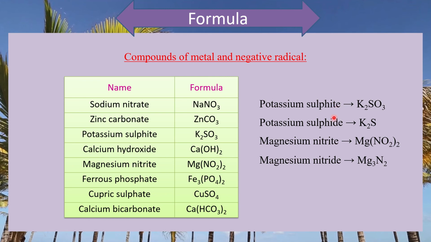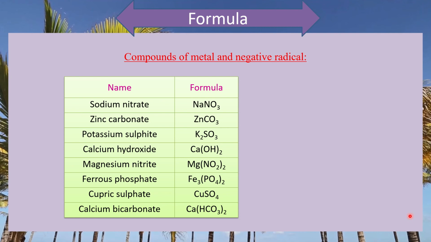It is ite and it is ide. The formulas are different. Here, look, this is magnesium nitrite. Nitrite is one radical, so its formula is MgNO2. But when it is magnesium nitride, it is the compound of magnesium and nitrogen, and its formula is Mg3N2, the compound of metal and non-metal.